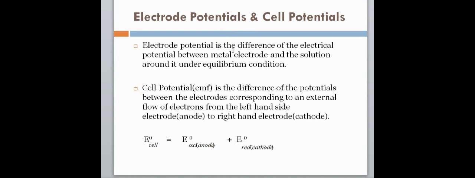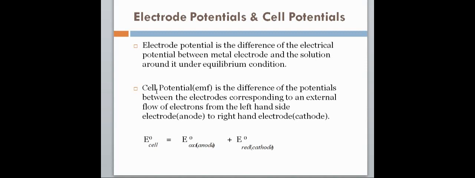Now what is electrode potential? Very simple. It is the difference of the electrical potential between a metal electrode and the solution around it under equilibrium condition. Remember, suppose there is zinc sulfate and in that there is a zinc rod. The difference between the potential of that zinc rod and the zinc sulfate solution will be called the electrode potential.